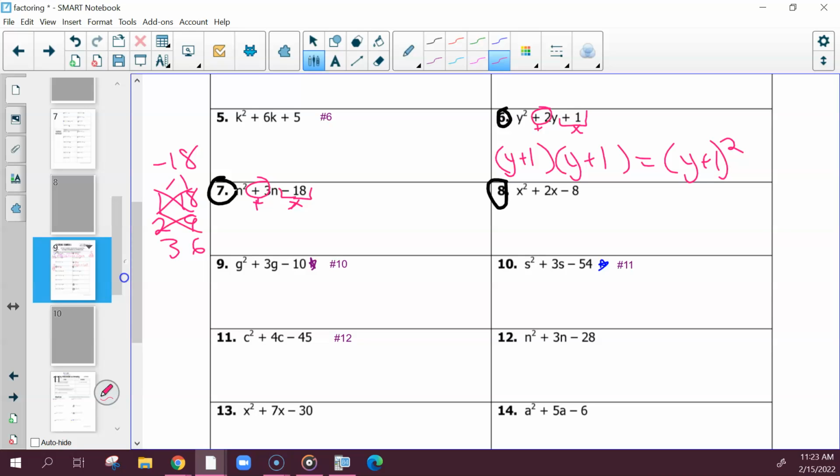So I can look at 3 and 6. Which one of those could I make negative to give me a positive 3? Negative 3. So we would have n minus 3 and n plus 6. I'm going to distribute this back out to make sure it works.